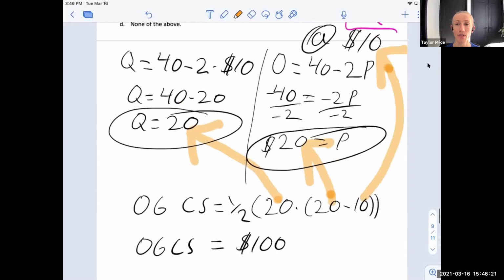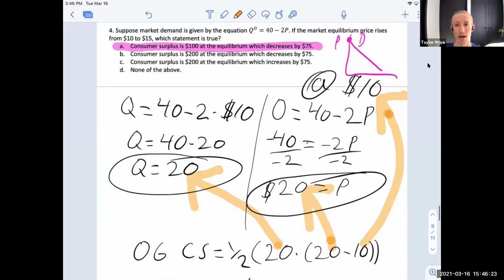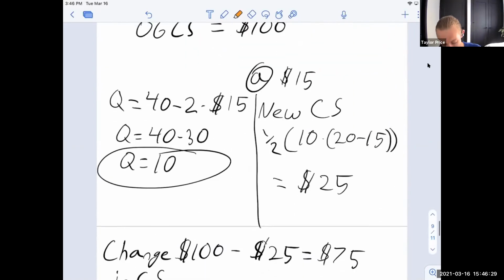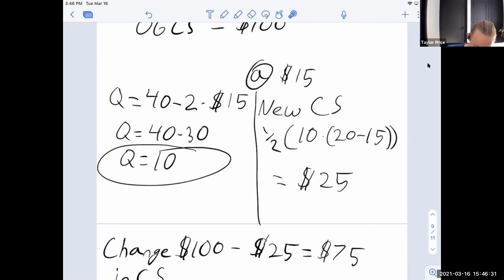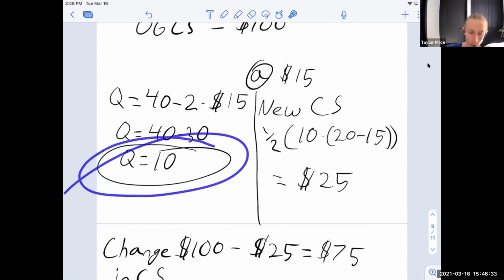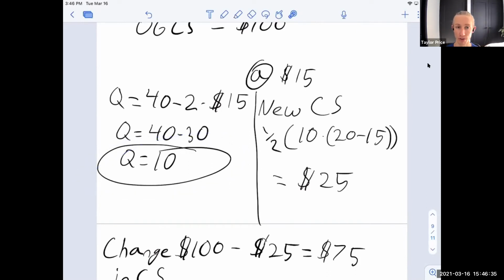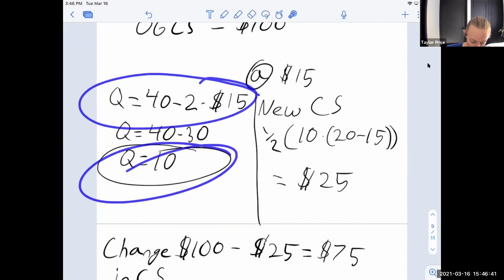So now to find the difference, if the price rises to 15, the only thing that we need to do now is just find out what the new equilibrium quantity is at a price of 15. So we just need to plug 15 into the demand equation, which gives us 10.